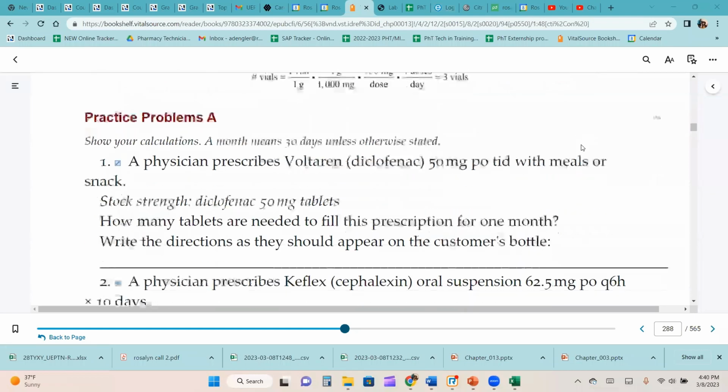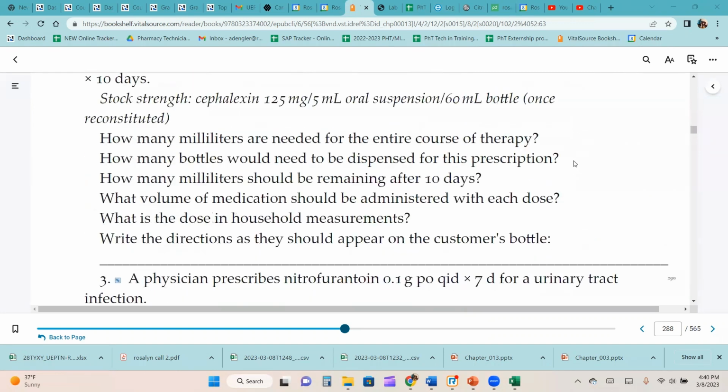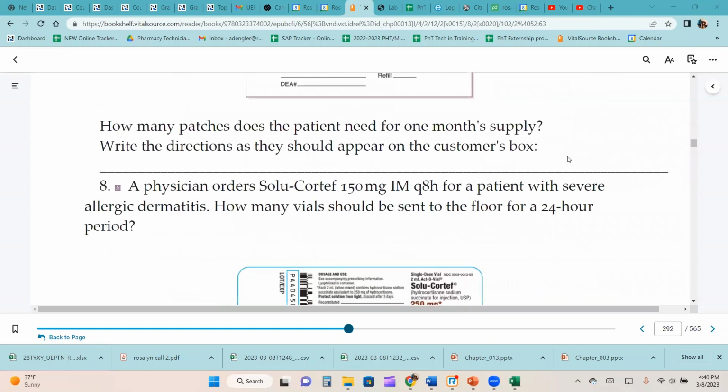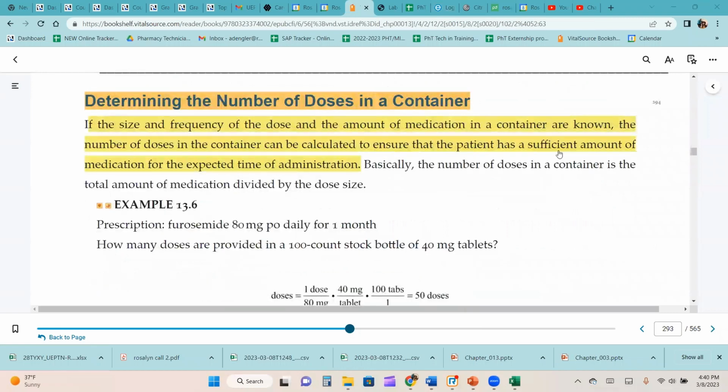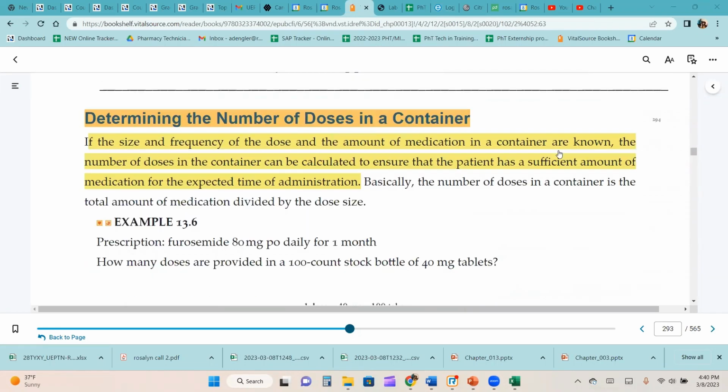And now we have practice problems A. If you want more practice, you can go ahead and do these problems. It is not graded unless you see a practice problem A for chapter 13 in Canvas, which it shouldn't be. So we'll skip over those.